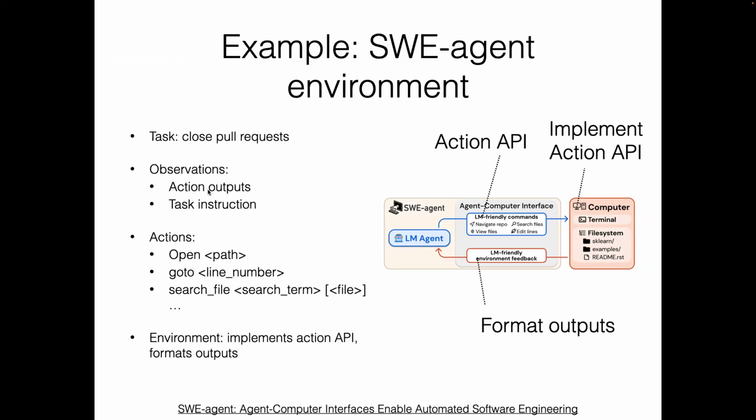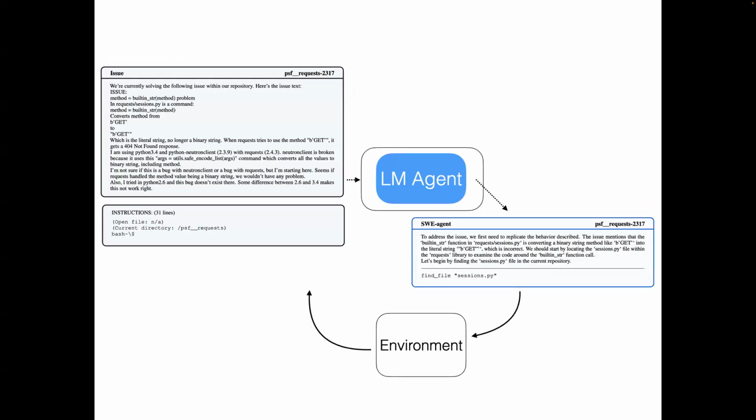In this case, the agent takes in the action outputs and the task instruction, and it has things like open a path, go to a line number, search a file, and so on. If you haven't seen this before, I apologize, I guess it's a bit small, but I can still talk through it. The task they were interested in here is closing pull requests, or GitHub issues. So here we have an issue for some repository, and it has the text of the issue, and then you give it to the agent.